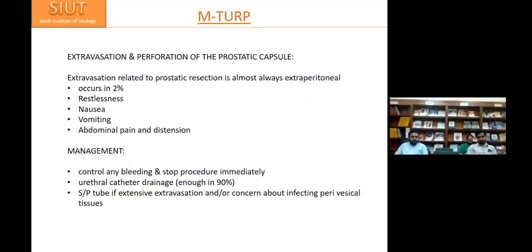Extravasation and perforation of the prostatic capsule. Extravasation related to prostatic resection is almost always extraperitoneal, occurring in 2% of patients. Symptoms include restlessness, nausea, vomiting, abdominal pain, and distension. Management includes controlling any bleeding and stopping the procedure immediately. Urethral catheter drainage is enough in 90% of patients, or a suprapubic tube if there is extensive extravasation and or concern about infected perivesical tissues.